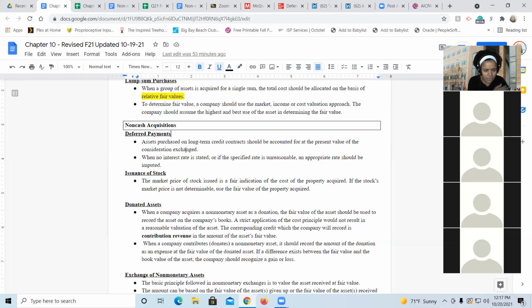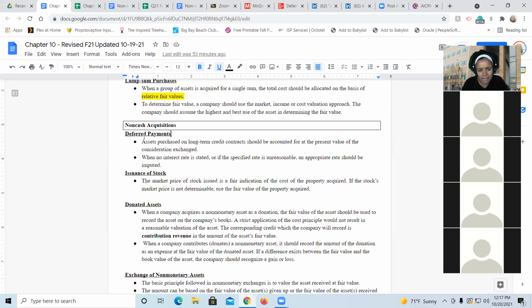So when we get to that in a few minutes, I'll go super slow to make sure that we're all following together. But in the meantime, there are three other topics in this non-cash acquisition that are very small, and we'll just fly through them. I think only one of them I'll even do an example. The other two are kind of obvious. So the first one is deferred payments.